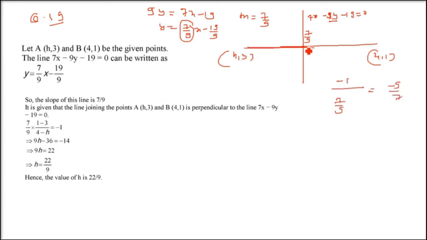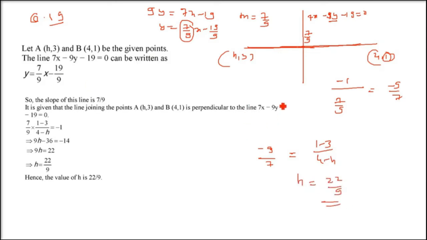So what is the slope here? The slope is minus 9 by 7. We know the endpoints also. So minus 9 by 7 equals the slope, which is (1 minus 3) by (4 minus h). And h can be found out. h will be 22 by 9. So this is the result.